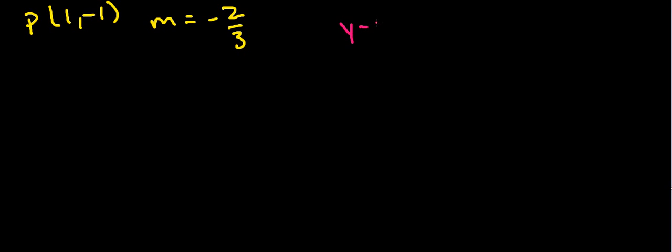Let's find the equation of some lines. So let's say I have the point 1, minus 1 with a slope of negative 2/3. To find the equation of this line, all I have to really do is fill in my point slope formula. y minus y1 is equal to m times x minus x1.